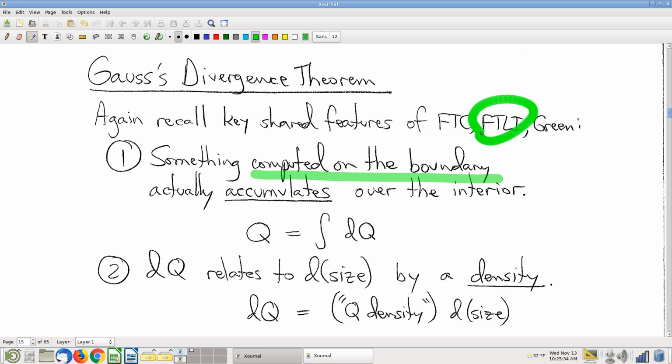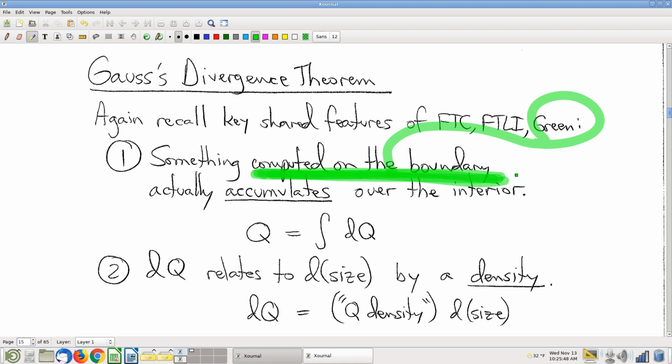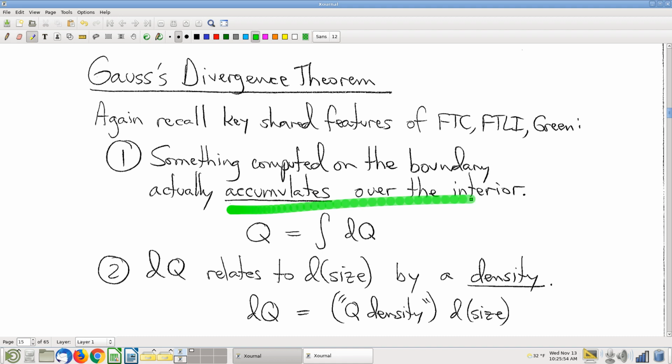With the fundamental theorem of line integrals, same thing. With Green's theorem, well, now a little different. With Green's theorem, we're talking about circulation, but critically, it's circulation that goes around the boundary, right? So it's still a computation on the boundary, even if it's not actually change. And in all of those cases, we viewed that as accumulating over the interior. Change accumulates because the total change is the sum of the little changes, right? And then we drew a different picture, dimensionally appropriate. Green's theorem observes that circulation can be viewed as an accumulation of little tiny circulations in the interior, right?